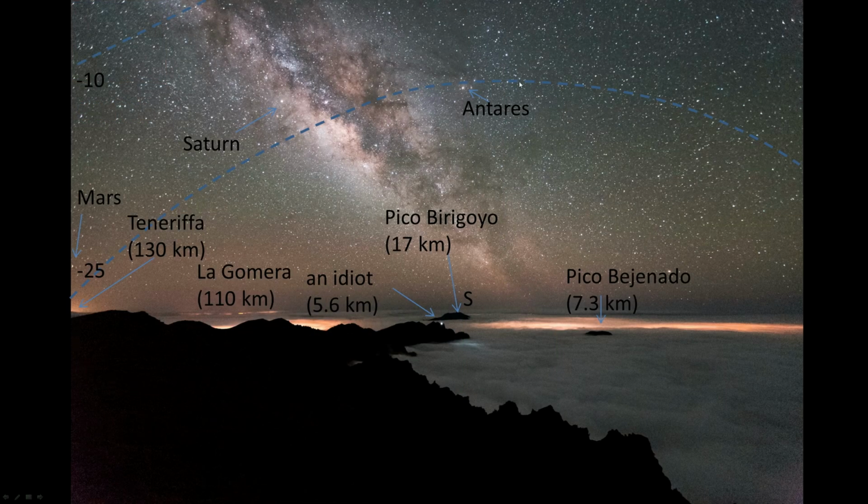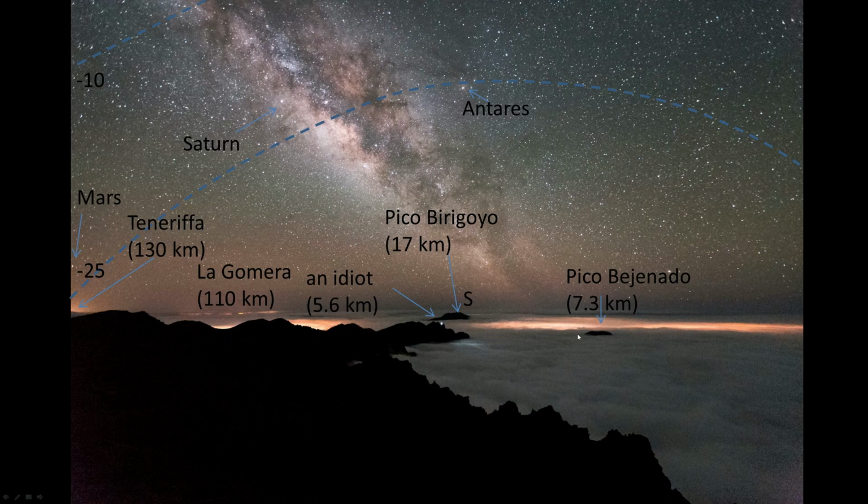And what do we see in this picture? Yeah, well, the Milky Way. You see the mountain of Pico Pericoyo, which is about 17 kilometers away from my point here, and have the island of La Gomera, and then Tenerife here on the horizon.